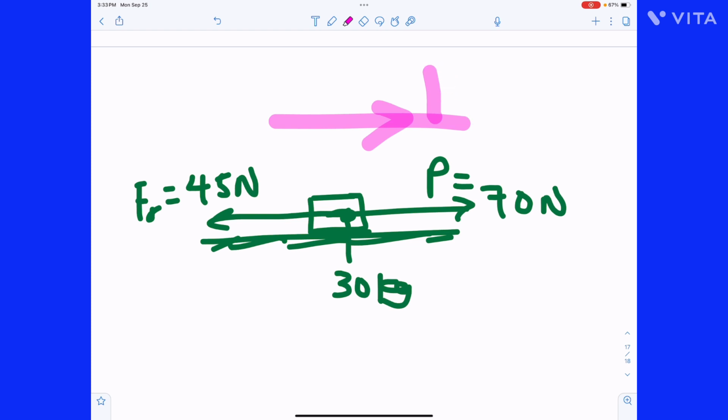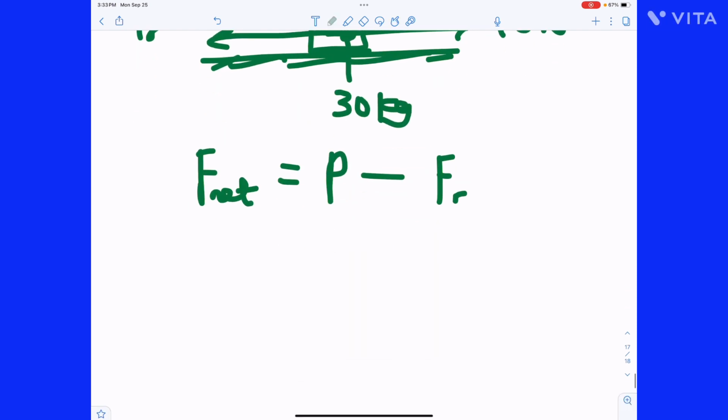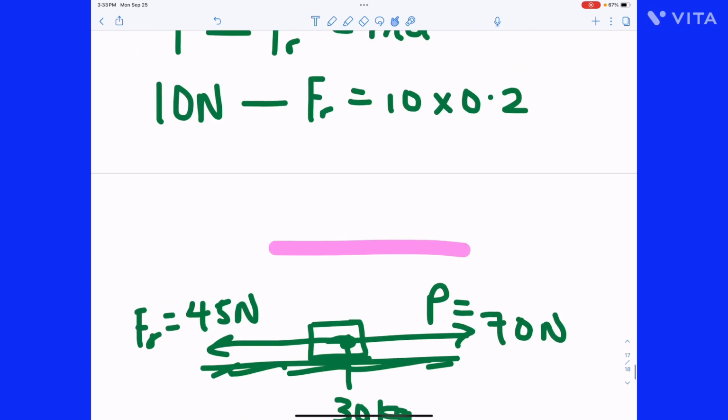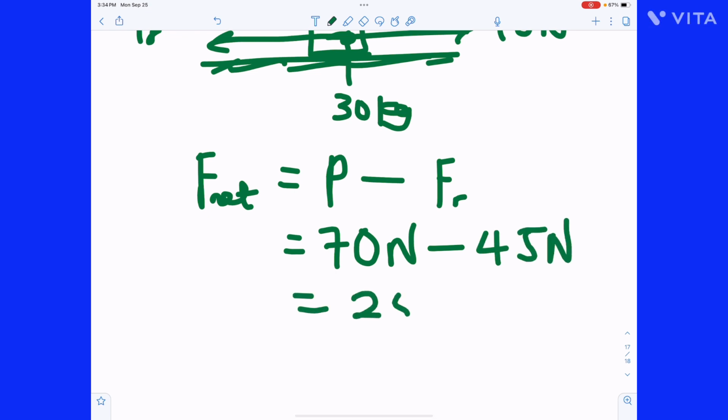That net force acting on it will be equal to F net, which is P minus FR. So the net force acting on it will be what? Will be 70 minus 45. The net force acting on it will be 70 Newton minus what? 45 Newton. So the net force is 25 Newton.